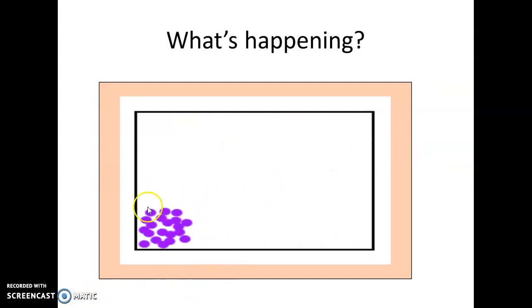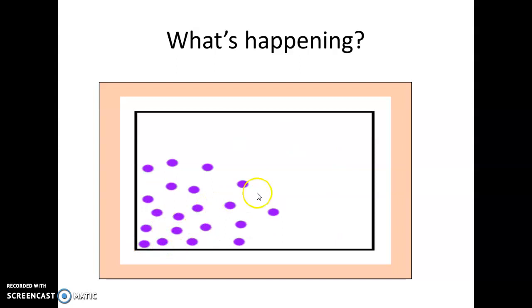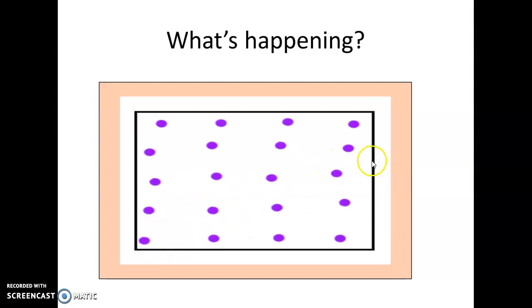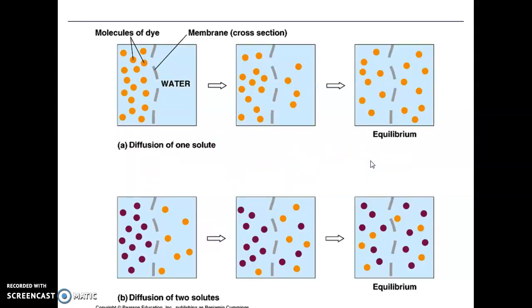Here you can see that movement from an area of high concentration to low as those molecules spread out. Here's another example. In the top left corner, we can see that we've got a ton of these orange dye molecules on the left and none of them on the right. They're going to diffuse across that membrane until they achieve equilibrium. And this is where we have an equal concentration of molecules on either side.